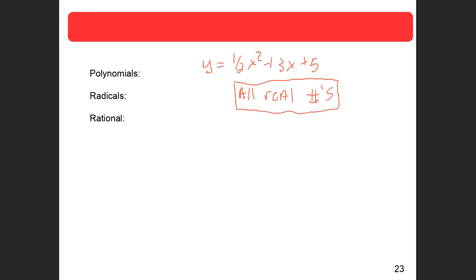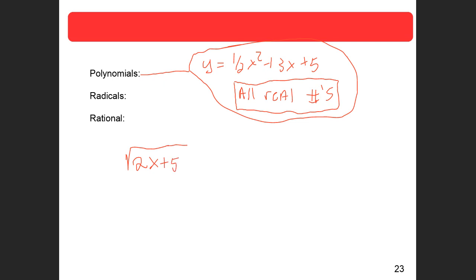Okay? Now, when you have a radical, it's not the same thing. So this goes for polynomials: it will always be all real numbers. A radical. So let's say I gave you the square root of 2x plus 5.